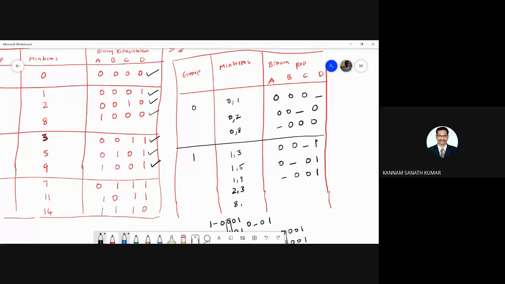Comparing 8 comma 9. Okay, so what is 8? I'm writing here 8 is 1 0 0 0 and 9 is 1 0 0 1. So this differs by 1 bit, you can write 1 0 0 dash. So 8 comma 9 is 1 0 0 dash. The different bit is represented as a dash. 8 comma 9 already has a tick, no need to tick again.